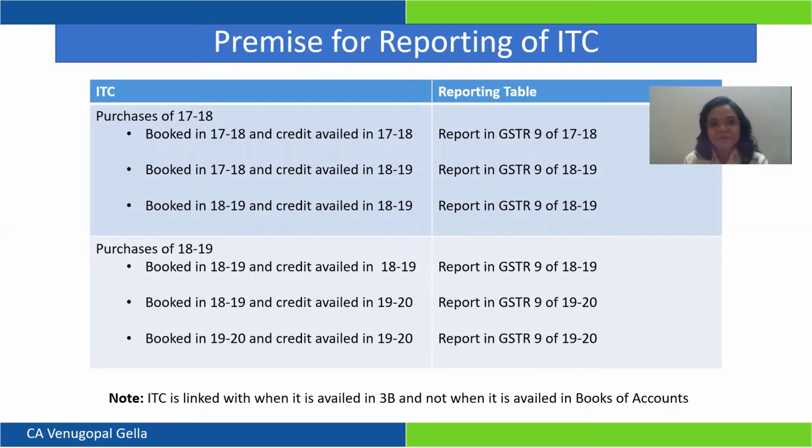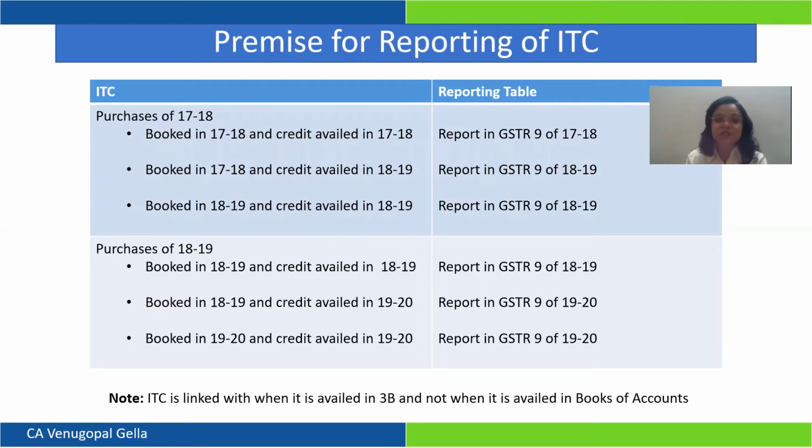So to elaborate, if there are purchases of 1718 and they're booked in 1718, and credit is also availed in 1718 GSTR-3B, then it is to be reported in GSTR-9 of 1718. If the credits are booked in 1718, availed in 1819, they are to be reported in GSTR-9 of 1819. The credits booked in 1819, although the invoice is related to 1718 and they are availed in 1819, are to be reported in GSTR-9 of 1819.